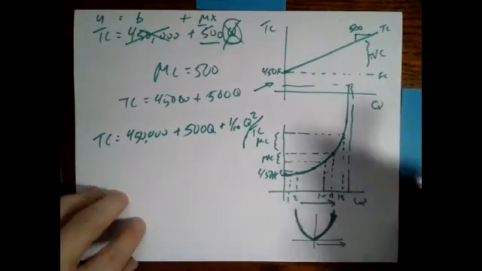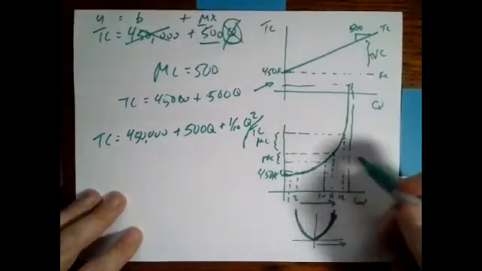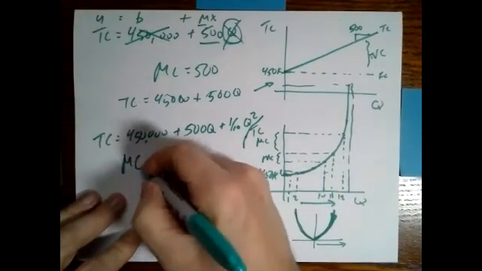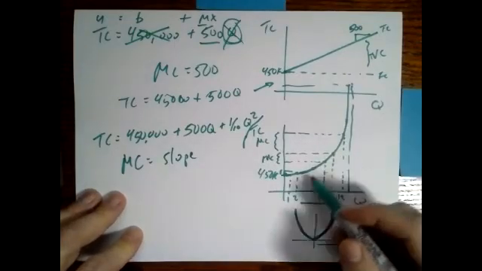So the problem here is, how do you find the slope of something like this, right? Because the marginal cost is still equal to the slope. The marginal cost is still equal to the slope.